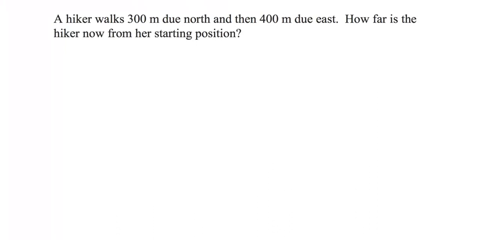Okay, let's do one final example and then we will finish this video. So a hiker walks 300 meters due north and then 400 meters due east. How far is the hiker now from their starting position? So we're going to need to do a little diagram to help us understand this.